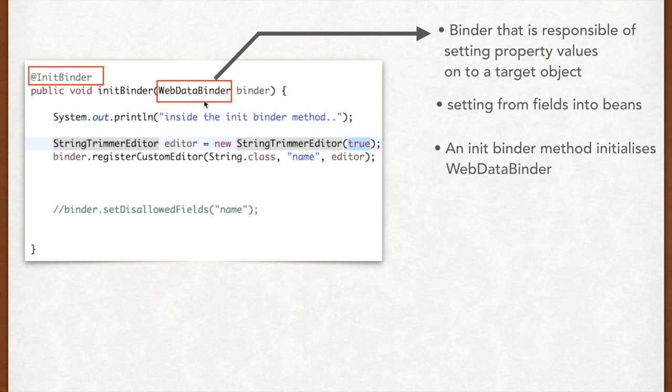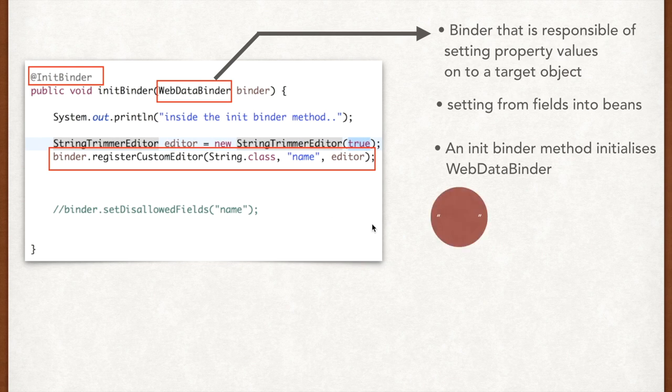And once we have access to the web data binder object, which is binder, then with this binder object, we can register our custom editor. Earlier, we were trying to edit the name property. And to edit the name property, we took the help of string trimmer editor. And this particular trimmer does what? We had a string with a number of white spaces.